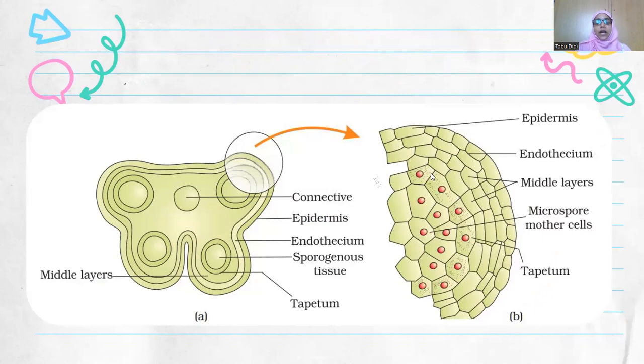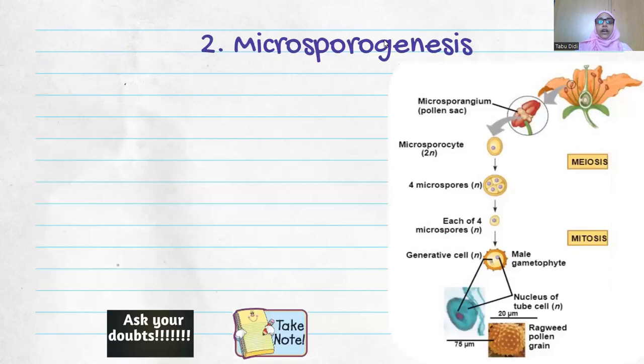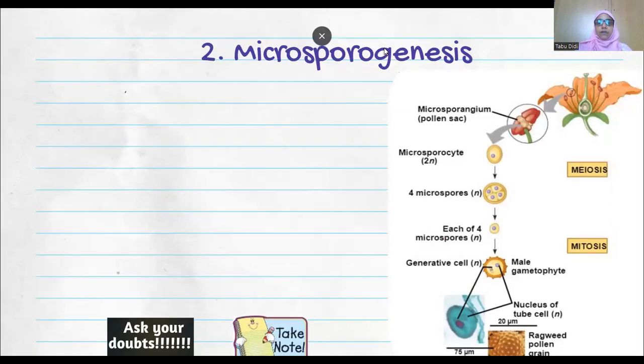Basically, drawing is not very difficult in this diagram. It's just the cells that you have to draw in layers, in concentric circles. The labeling is very important, so you have to remember the labeling clearly. This is just a cross section of how the layers are there. This is how a tetrad of microsporangia looks like.